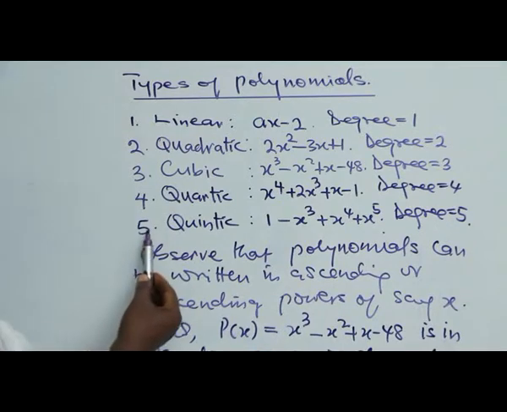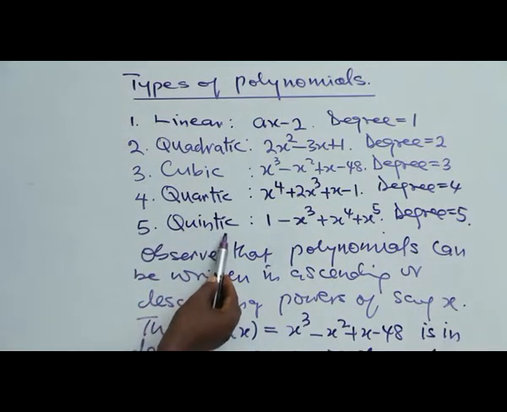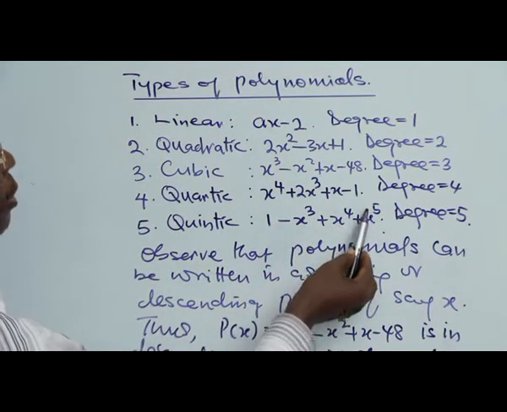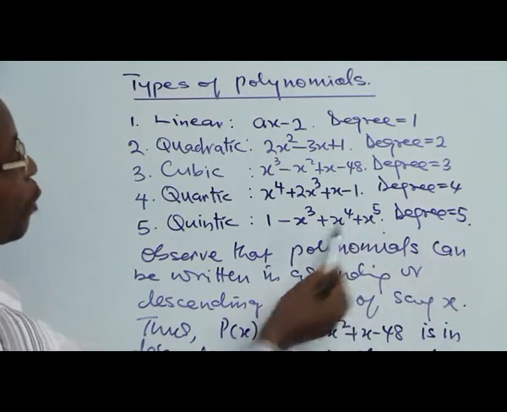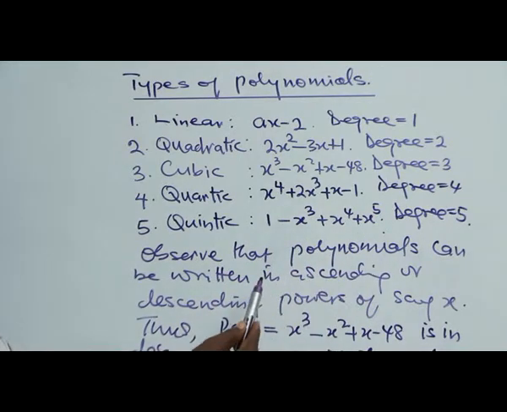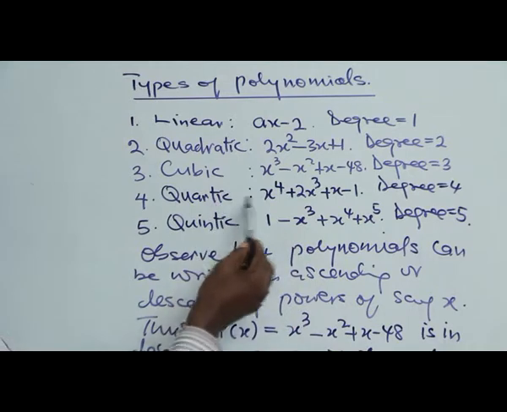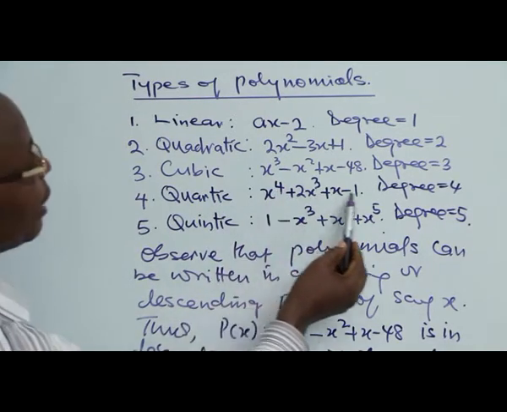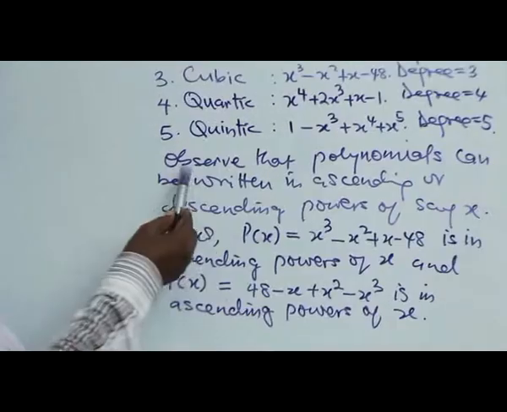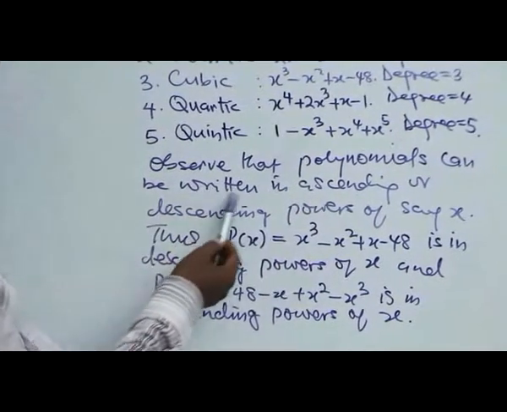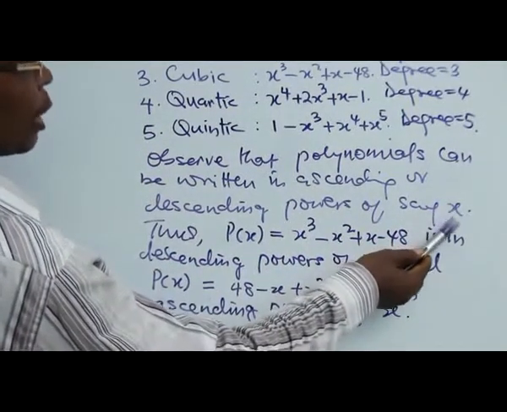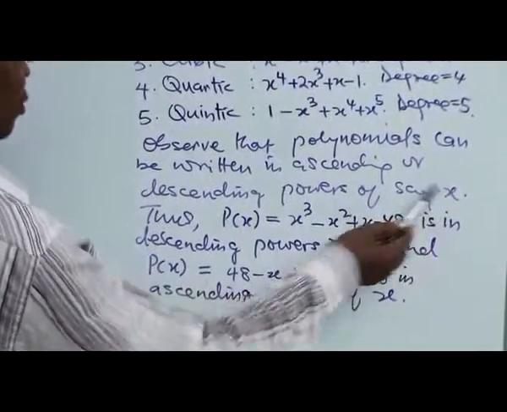Number 5, we have the quintic polynomial. I'm writing this as 1 minus s cubed plus s raised to the power 4 plus s raised to the power 5. The degree is 5, the highest power of s. And you see now that the powers here are in ascending order. The former ones I've written were in descending powers of s. This one is in ascending powers of s. Observe that polynomials can be written in ascending or descending powers of, say, s, where s is the variable in use.